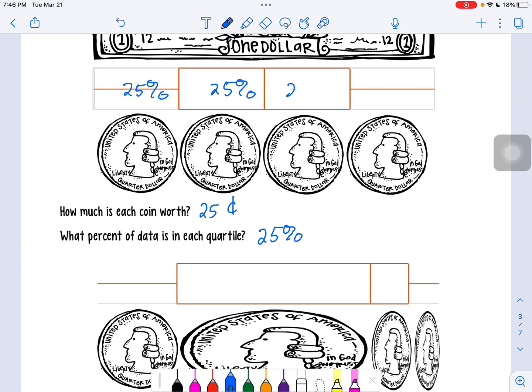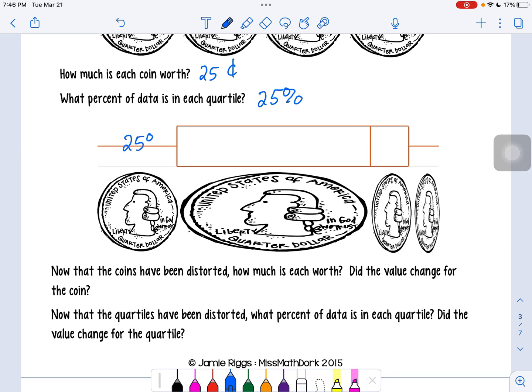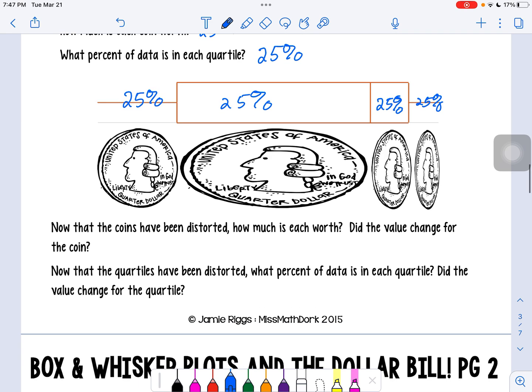Always, always, always. Even when they change size and they look more spread out or more smushed together, like in this one, each piece is still 25%. So this is going to ask you sort of the same thing over and over again, just so that you can see that even when the size of them changes, they're still worth 25%. Each one is still worth 25%, and there is no change. And that is going to be true for all of these.